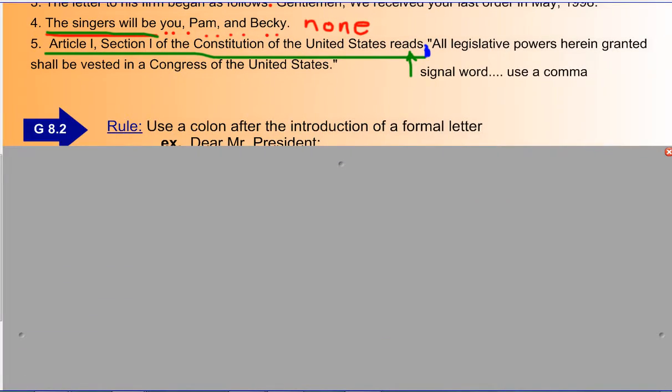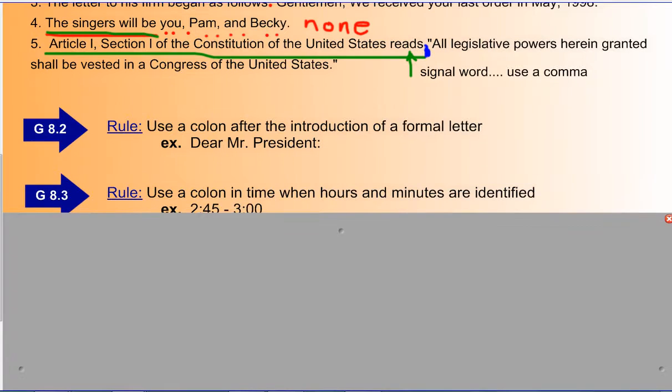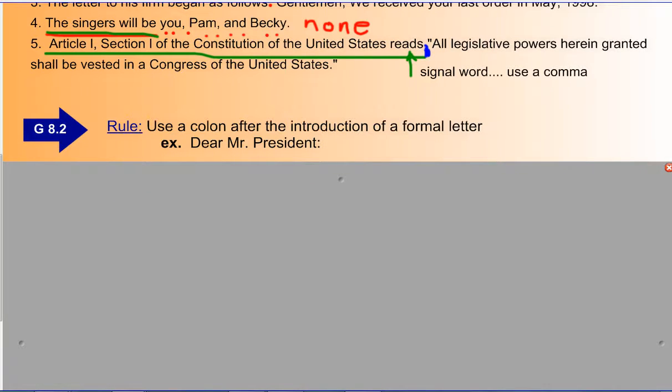Alrighty, some good practice going on. Let's take a look at two, I think, easier rules that go with colons. We're talking just colons today. We're going to use one after the introduction of a formal letter. Now, a letter to something informal, to your aunt or to your neighbor or your best friend, you're going to still use that comma. But it's considered more formal to use a colon after the Dear so-and-so. So if I'm writing to the president, that should be a pretty formal letter. And that means I want to use a colon for it.